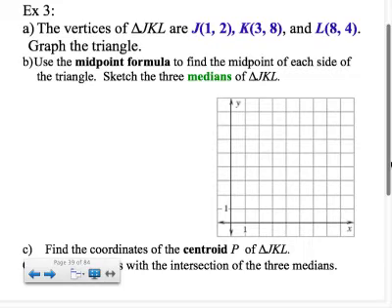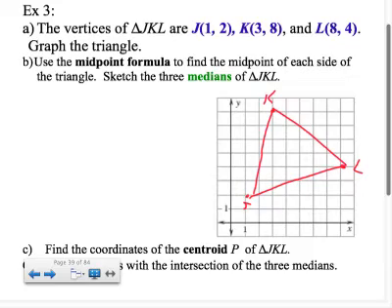Okay, in example 3, we're given the three vertices of triangle JKL, so I'm going to go ahead and plot those right away. J is the point (1, 2). K is (3, 8). And then L is the point (8, 4). Okay, so here's our original triangle that we're talking about.